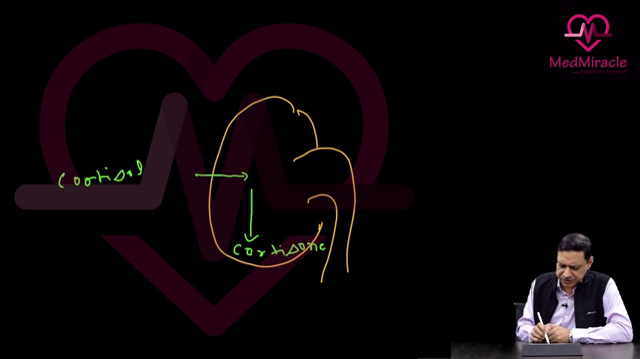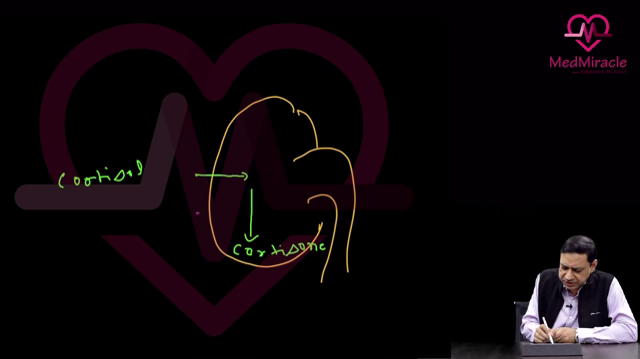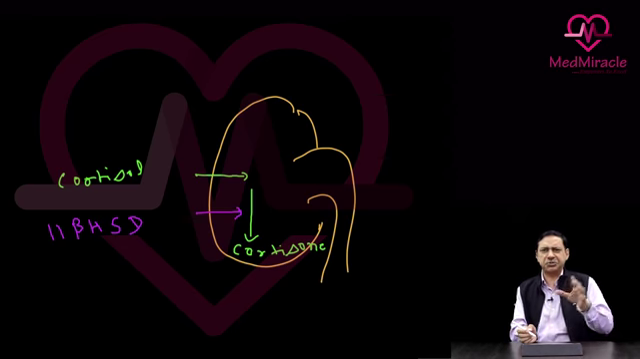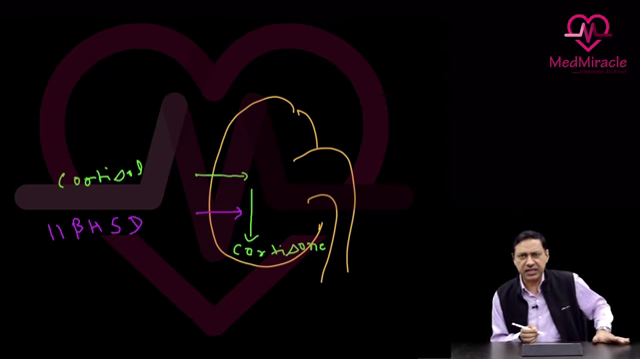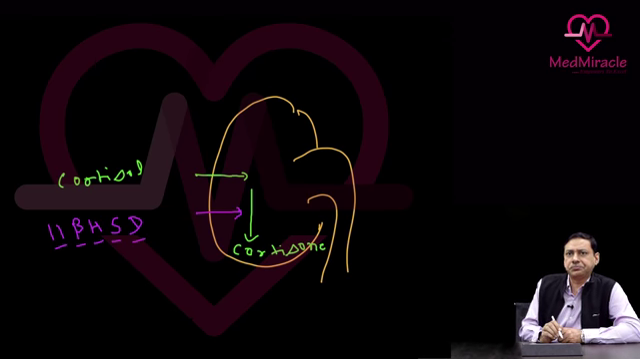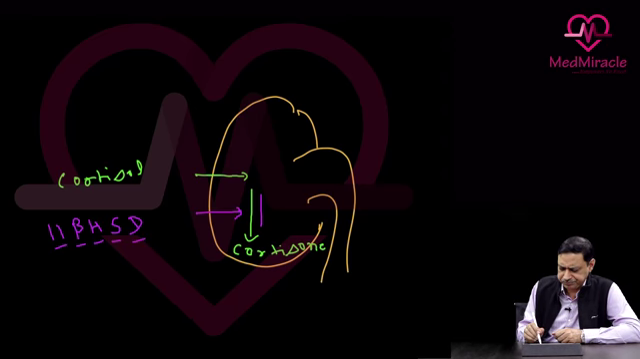Who will convert this cortisol into cortisone? This conversion is done by 11 beta hydroxysteroid dehydrogenase. There is a particular enzyme known as 11 beta hydroxysteroid dehydrogenase. This enzyme will convert cortisol into cortisone, so cortisol won't be able to retain sodium. Otherwise, some retention does occur.